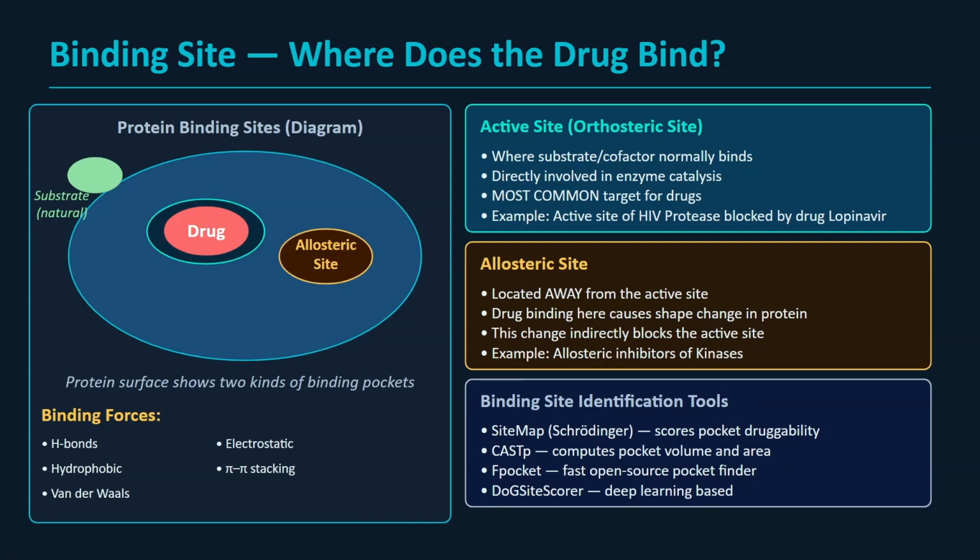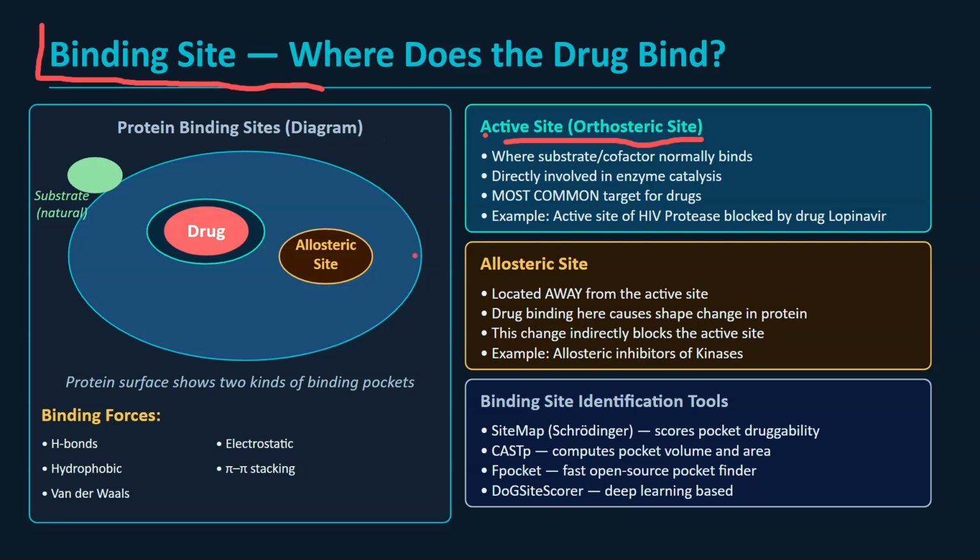So now let us understand the binding site. As we said earlier, binding sites are important because these are the sites where the drug-like molecule can bind. There are two different types of binding site. First is the active site, also known as the orthosteric site. This is where the protein's natural substrate normally binds.